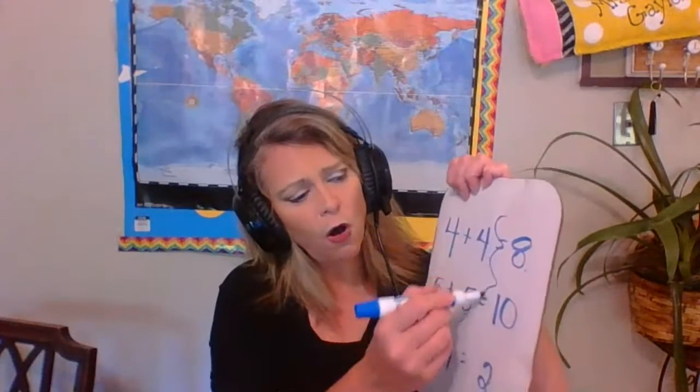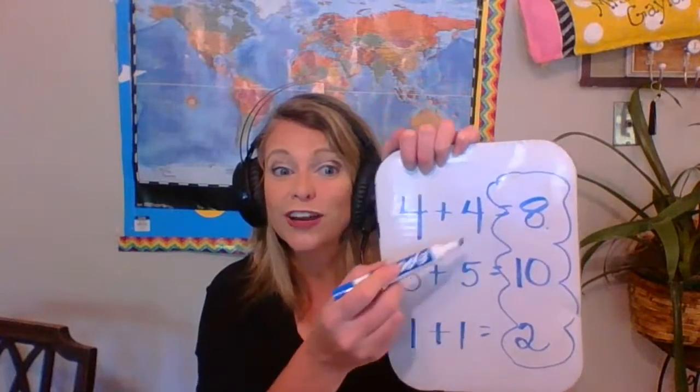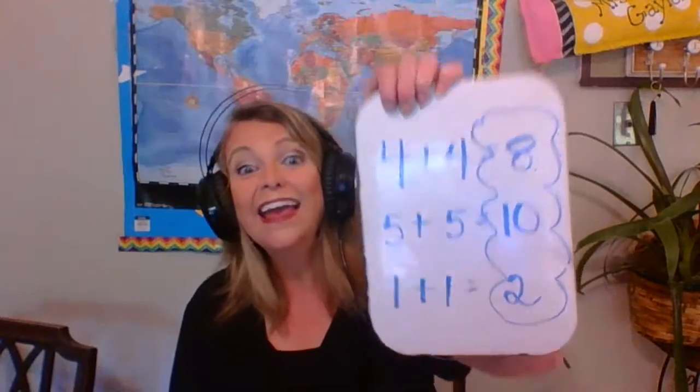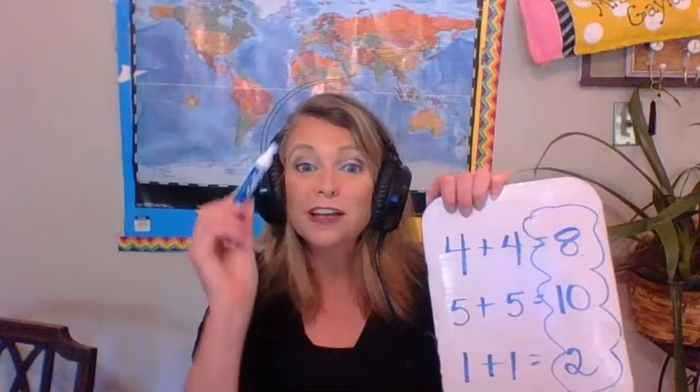What do you notice about all 3 of these numbers? When you have doubles, the answer is even, an even number. Very good, because you have pairs of numbers, so the answer will be a pair, which is divisible by 2, which means you can put them in groups of 2. Okay?